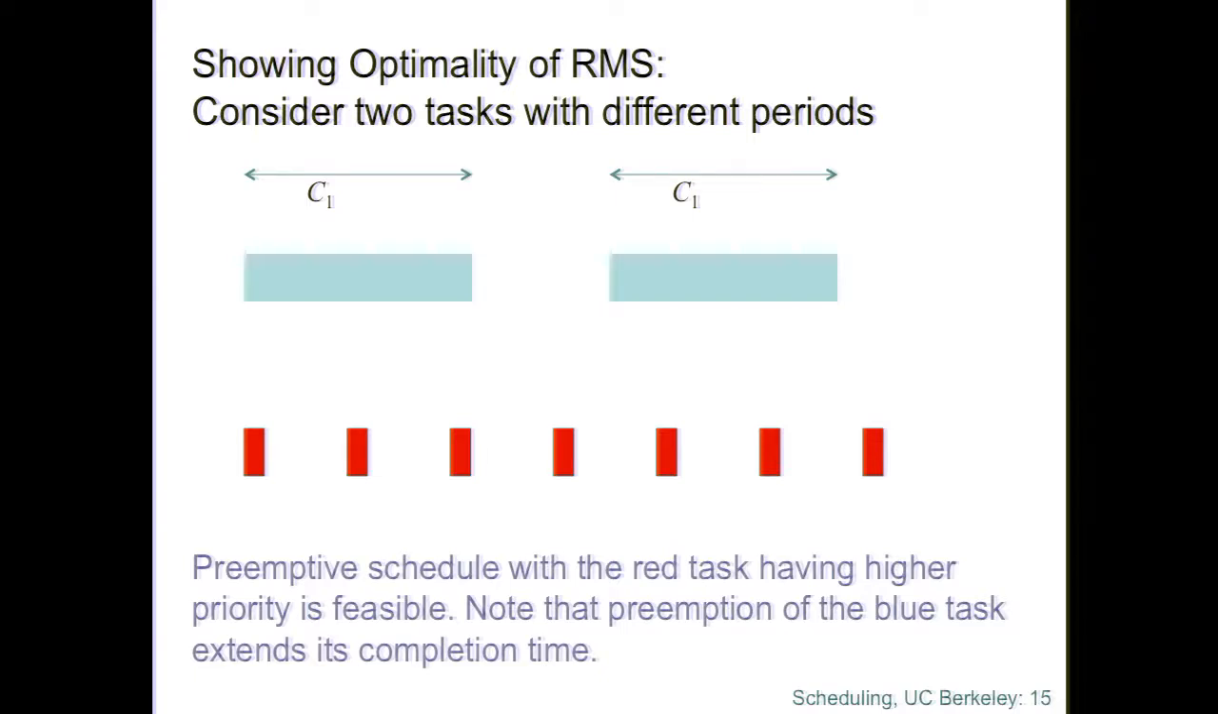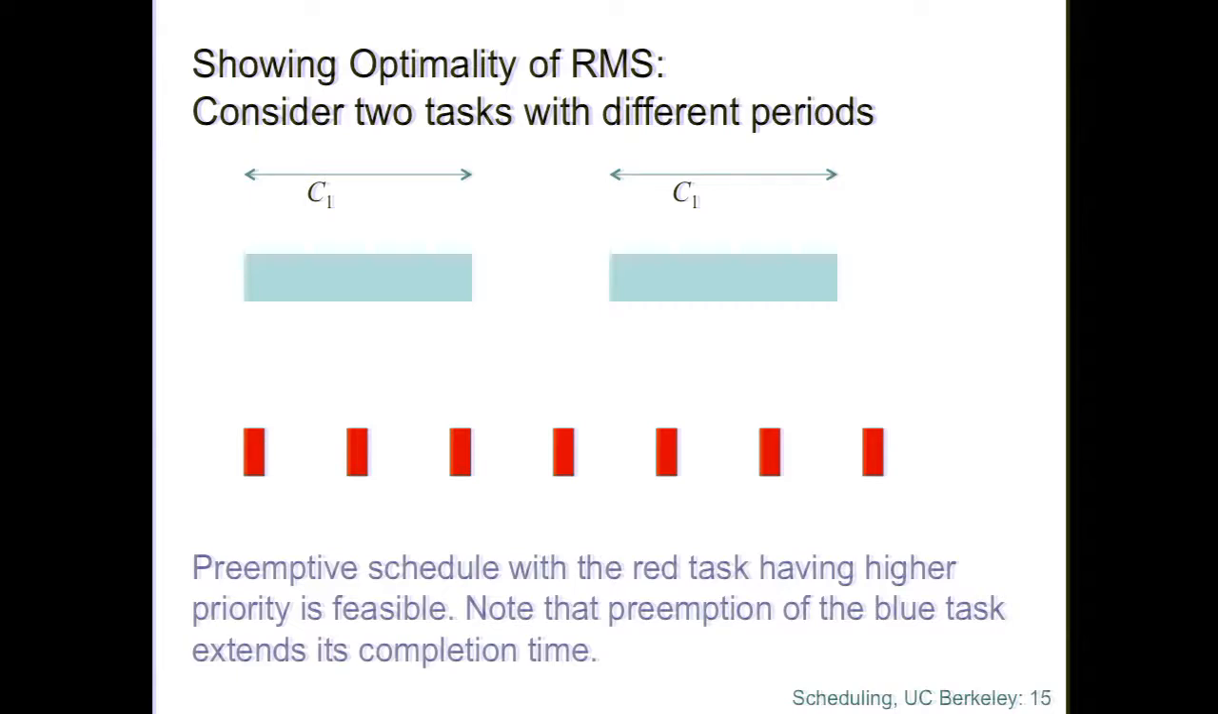Since we have two tasks, let's make Liu and Leyland's same assumption that it's a fixed priority scheduling problem. So I can either give the blue task higher priority or the red task higher priority. So intuitively, which should I have higher priority? Red, right? Because for the same reason that non-preemptive scheduling doesn't work, right? If I give the blue one higher priority, it's going to have higher priority for its whole execution, and that's going to give me the same result as non-preemptive scheduling, okay?